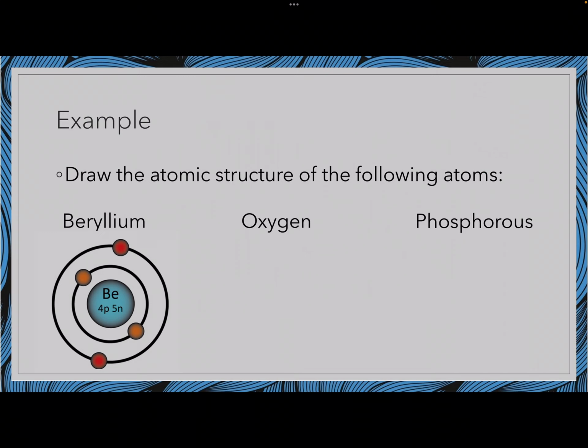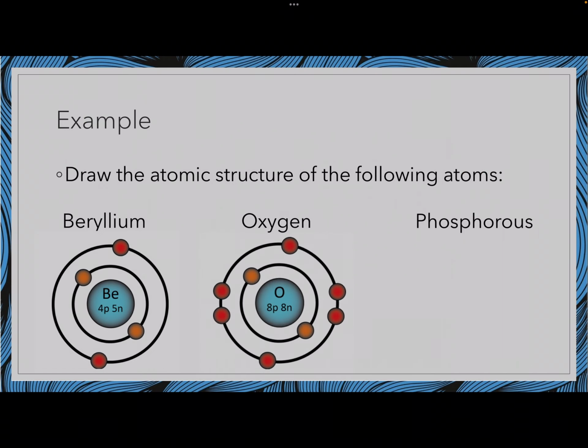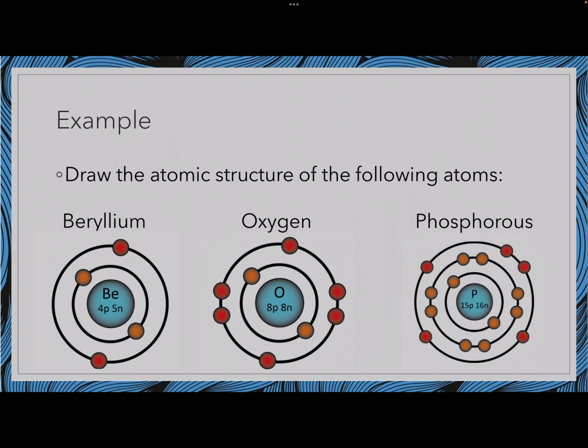Oxygen. Oxygen has an atomic number of 8, so it should have 8 electrons. So we start filling from the center. So 2 go in the first shell, and then 6 in the second shell. So in that 2n shell. Then we move on to phosphorus. Phosphorus has how many? 15 electrons. So we start with 2 in the center, in the 1n shell. The second shell has 8, so we're up to 10. So there should be 5 left, which is 5 in the 3n shell. Okay.